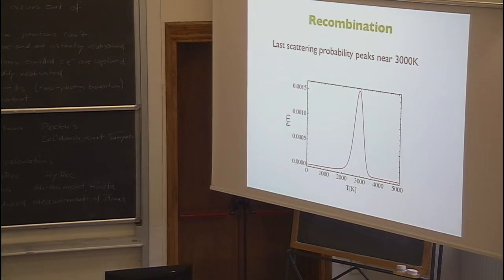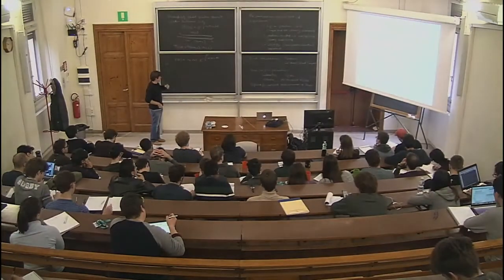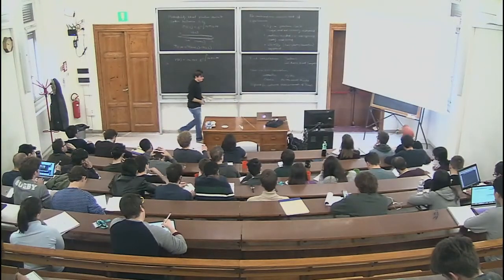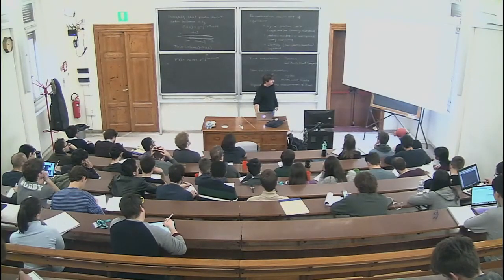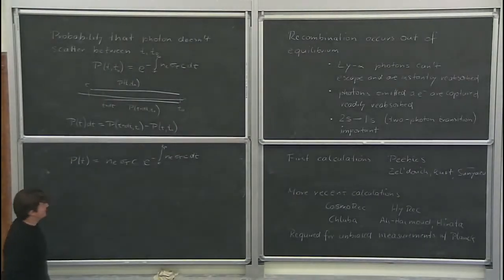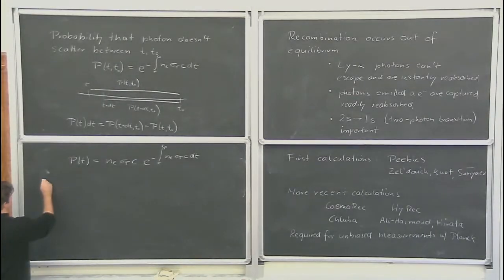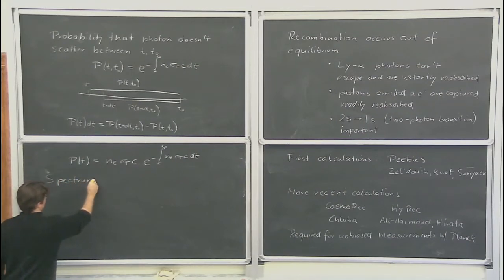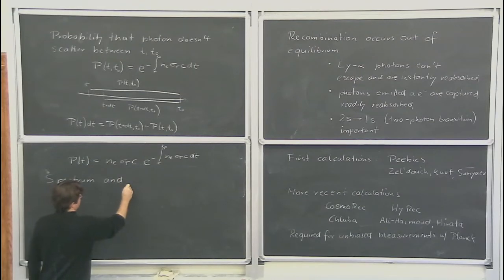So here I was writing it as a function of temperature. Here it's written as a function of time. Here it's written as a function of temperature, but you can convert between temperature and time from what we did before. Okay, so this is this part. And then now we'll try to take a closer look at the spectrum. And spectral distortions.